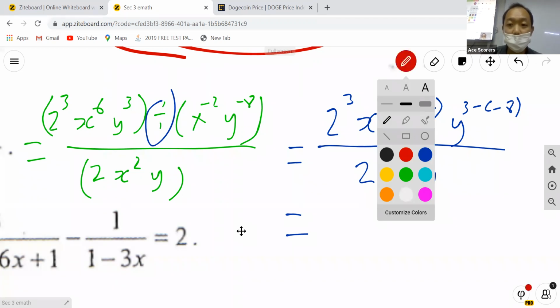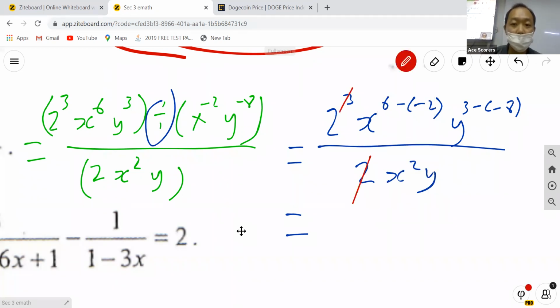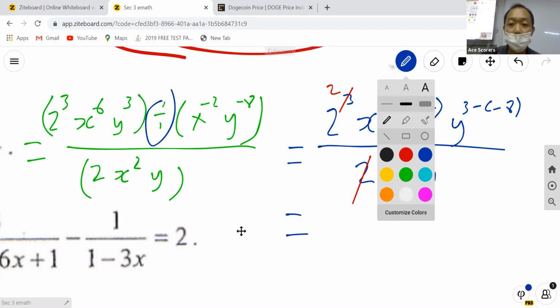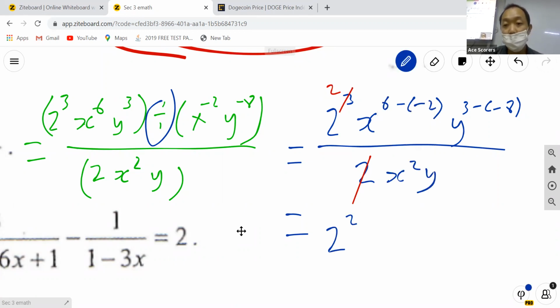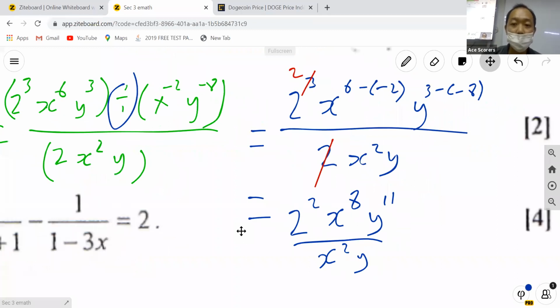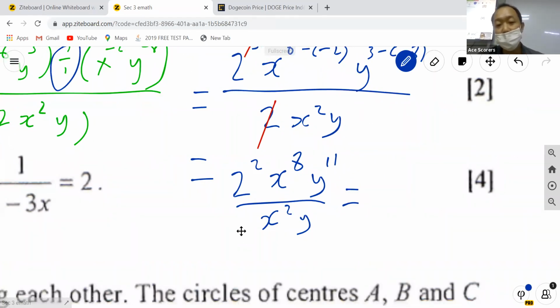You can actually start to cancel this 2 and this one. Right, so that's 2. Okay, so I'm left with a 2 squared. And then after that, x to the power 8, because minus is plus, and then y to the power 11, divided by x squared y. Okay, so we are not done yet, because we can still cancel again. So 2 squared is 4, x to the power of 6, y to the power of 10. That's it. So final answer.